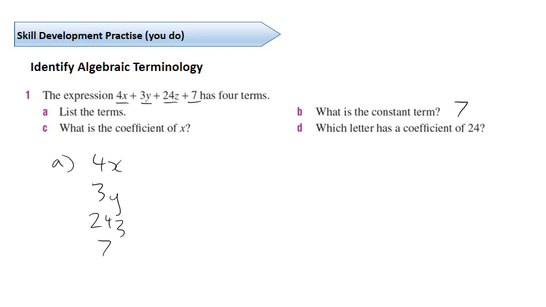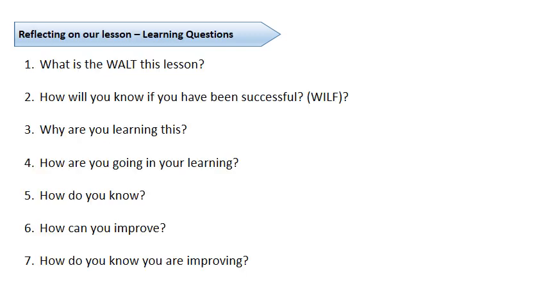What is the coefficient of the x? So what number's out the front of the x? It's the 4. Which letter has a coefficient of 24? That would be the z. Okay, have a go at answering these questions yourself.